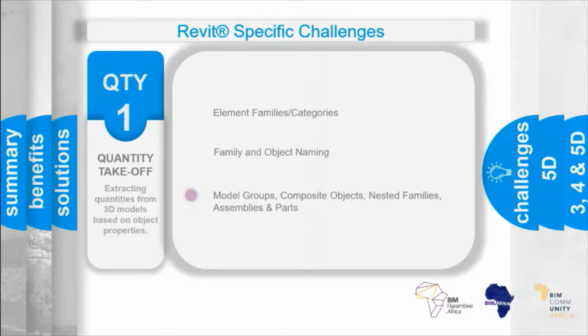Then we struggle with some of the tools that are there in terms of efficiencies for model authors. So Revit makes use of tools called model groups, composite objects, nested families, assemblies, and parts. And these multiple modeling tools are intended to provide improved efficiencies for the model author by way of minimizing repeat tasks associated with modeling multiple objects. And while these tools improve modeling efficiency, they often reduce the transparency and accessibility of the model data to which they have been applied or used to generate.